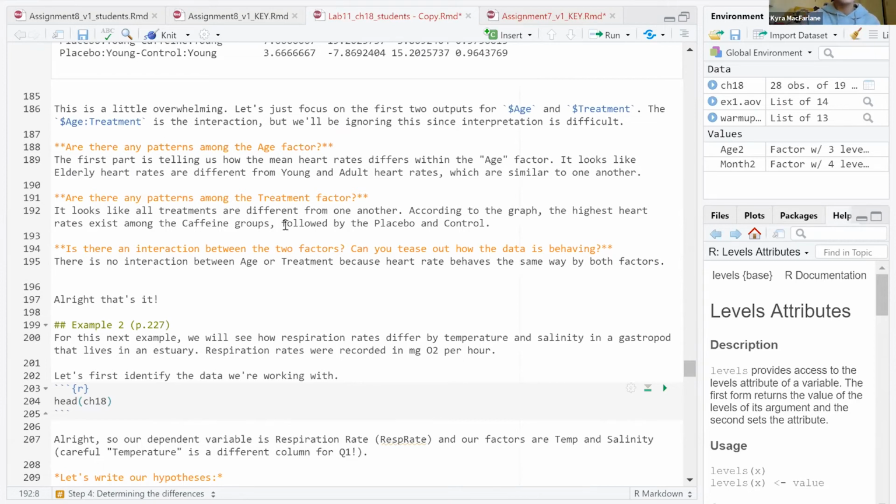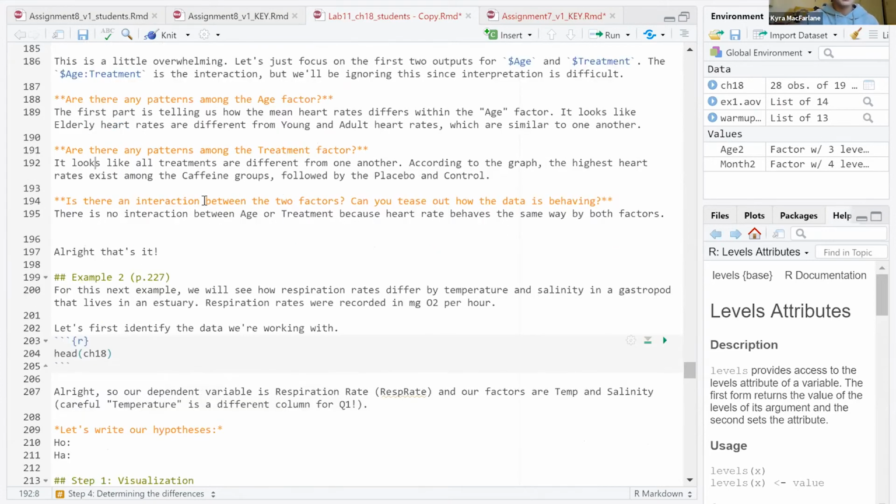Are there any patterns among the treatment factor? It looks like all treatments are different from one another. According to the graph, the highest heart rates exist among caffeine groups, followed by the placebo, then the control. Is there an interaction between the two factors? Can you tease out how the data is behaving? There is no interaction. The heart rates behave the same way by both factors.